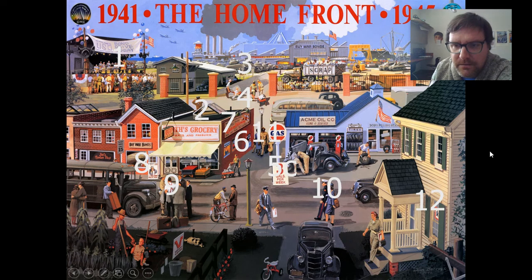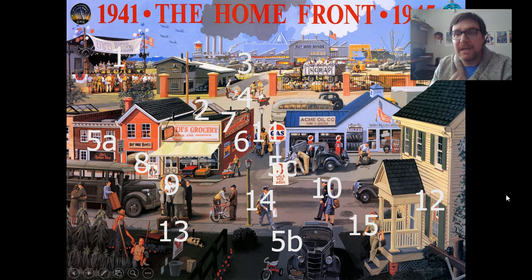11 there, 12 there in the window, 13 Victory Gardens, 14, 15, Rosie the Riveter. And then 5A is that stop sign. 5B is that sign that basically says you get 5 or 3 gallons a week of gas for your gas ration. Make sure that you have that down.